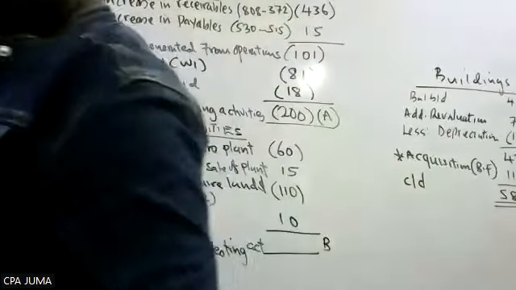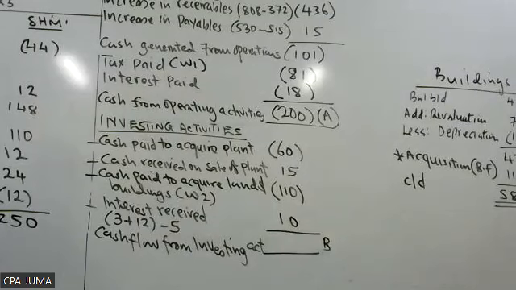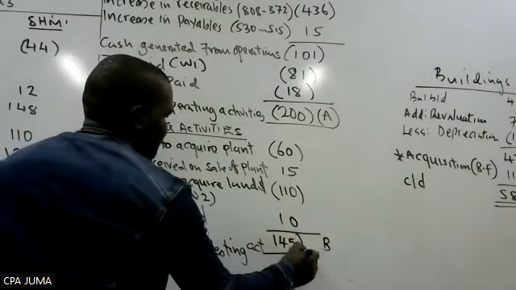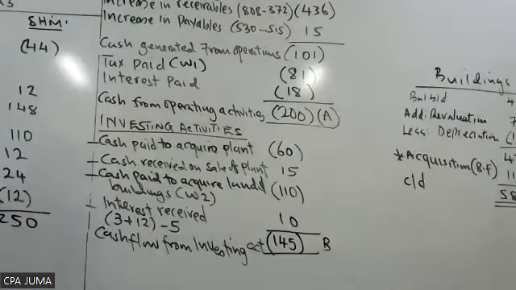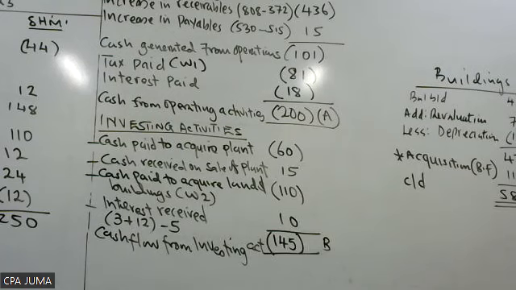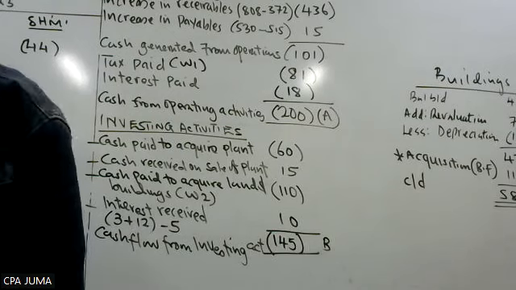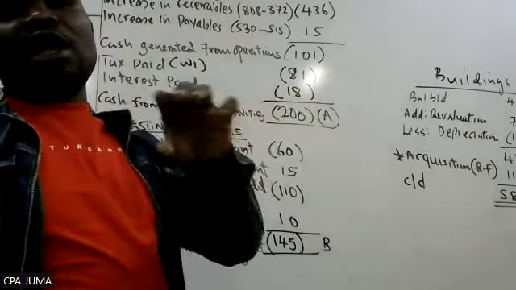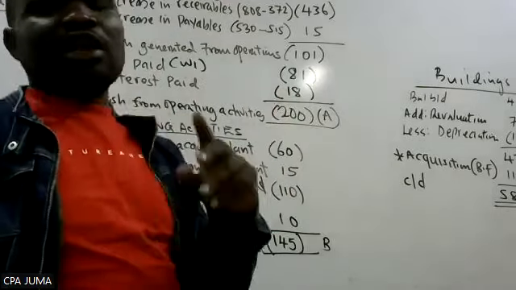So people have gotten negative 145. So the only one remaining is financing. Financing activities. Then in financing, you go to equity and loans.